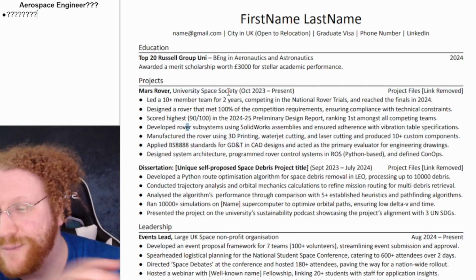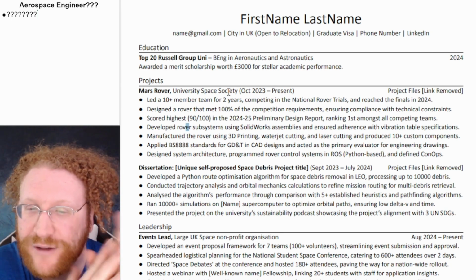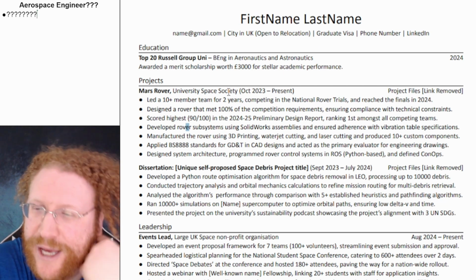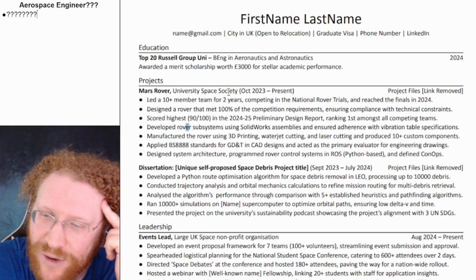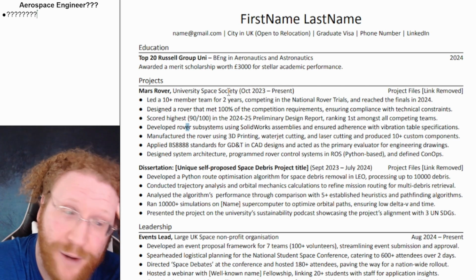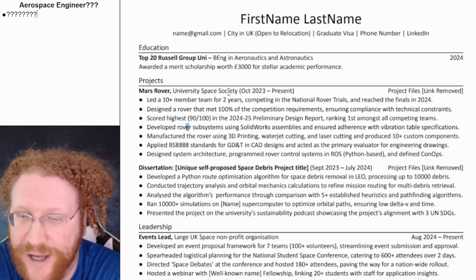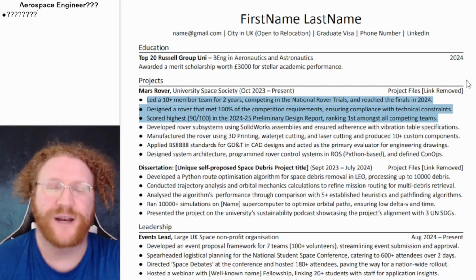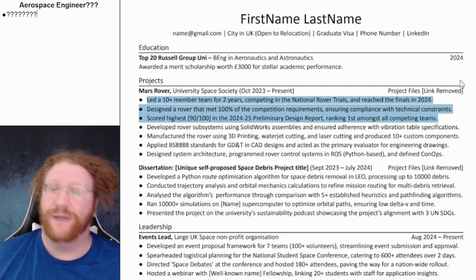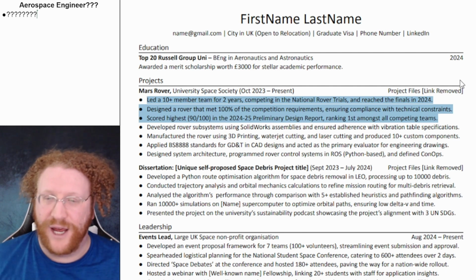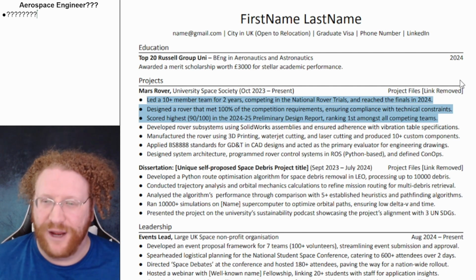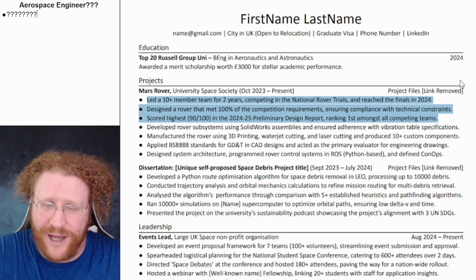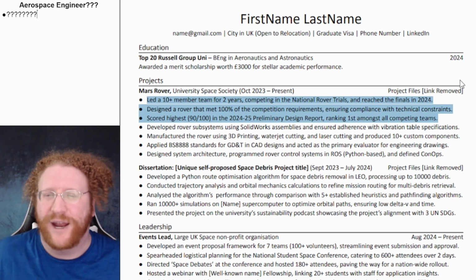So, led a 10-plus member team for 2 years, competing in the National Rover Trials and reached the finals. That's neat, but I don't know what you did on it. I guess it is just a Mars rover? Designed a rover that met 100% competent requirements. What were those requirements? Scored the highest. See, the problem is this doesn't tell me necessarily what I would really want. It's okay to have led a 10-member team. It's okay to say what you did, but I need some keywords or something here. And I know I wouldn't be able to tell them, but there's like nothing here, because unless you're working specifically in like Mars roving design bots, which again, I don't know what that would be.